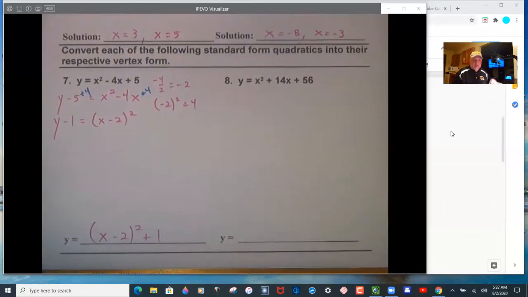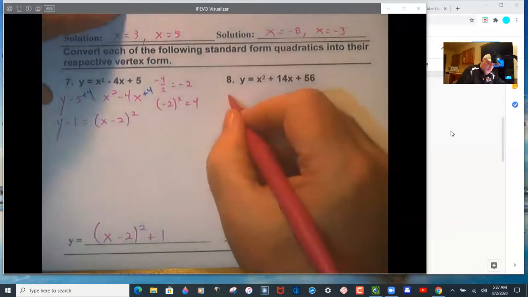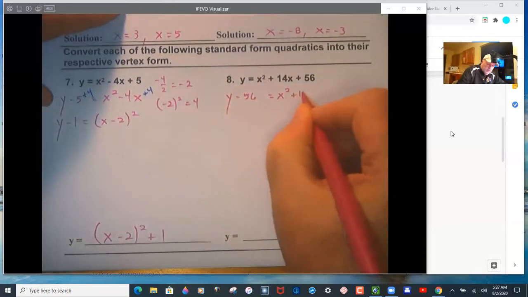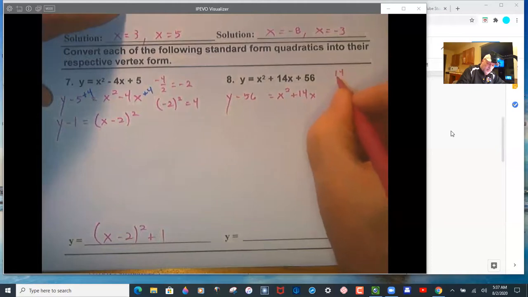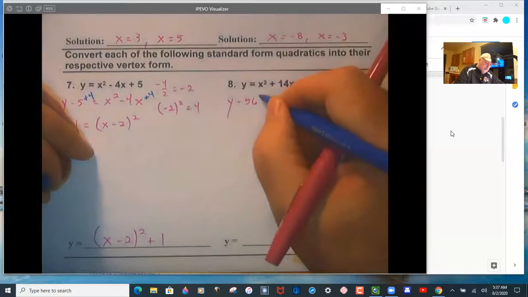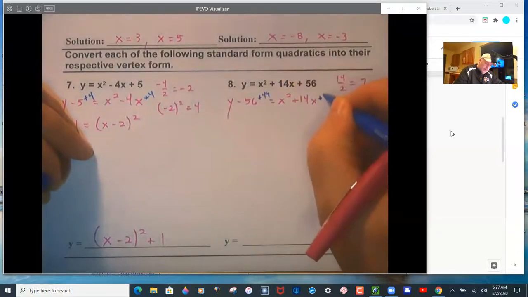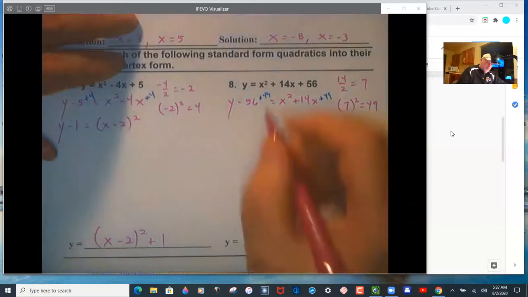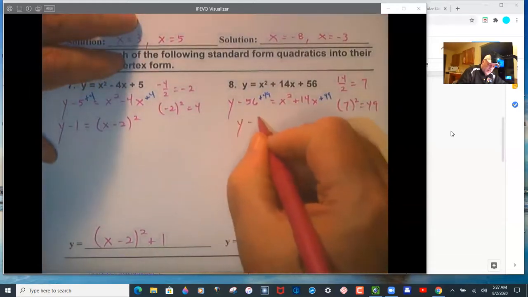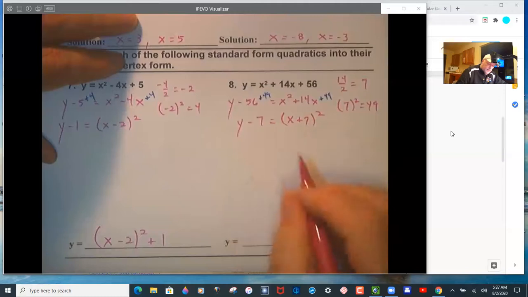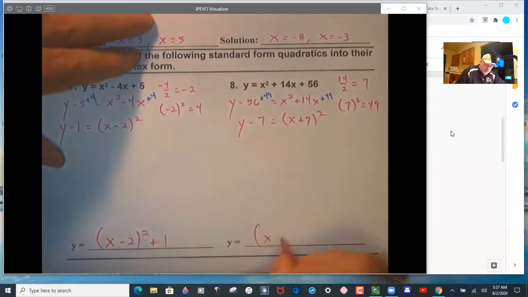Pretty simple. Same thing here. Get 56 over to the left. Take 14 over 2. And then we want to square 7. So 49 is what gets added in to both sides. So -56 plus 49, that is -7, and then this becomes x plus 7 squared. So add 7 to both sides.